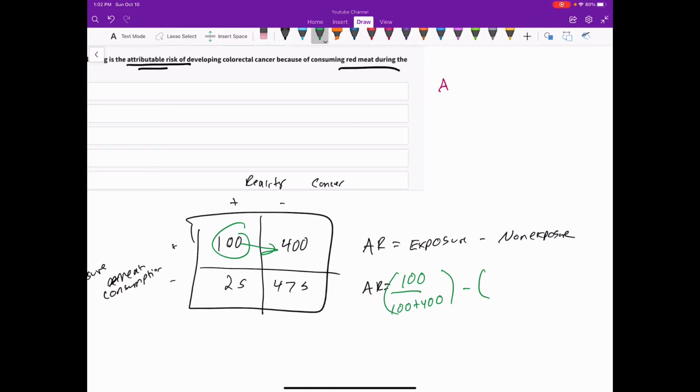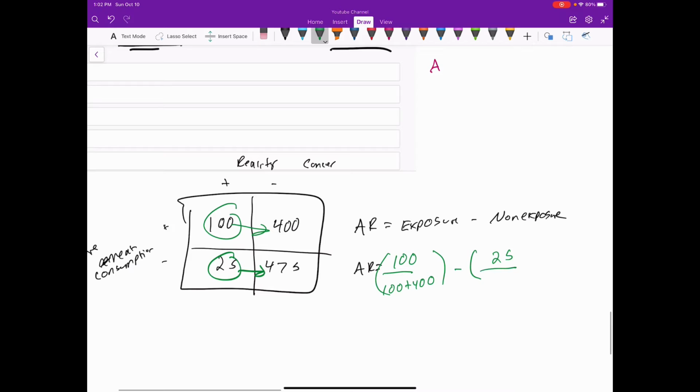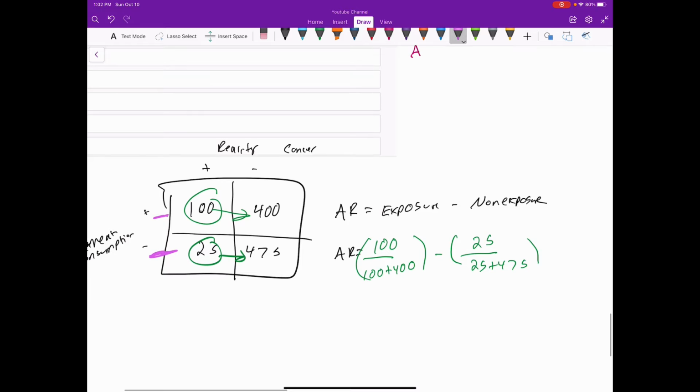Well, we got to do the same thing. We got to go this way. Exposure, we got to do 25 over 25 plus 475. So it's going to be our exposed group up top versus our non-exposed group on the bottom. And all you got to do is subtract them. AR is going to equal 100 over 500 minus 25 over 500, which is going to equal 75 over 500.